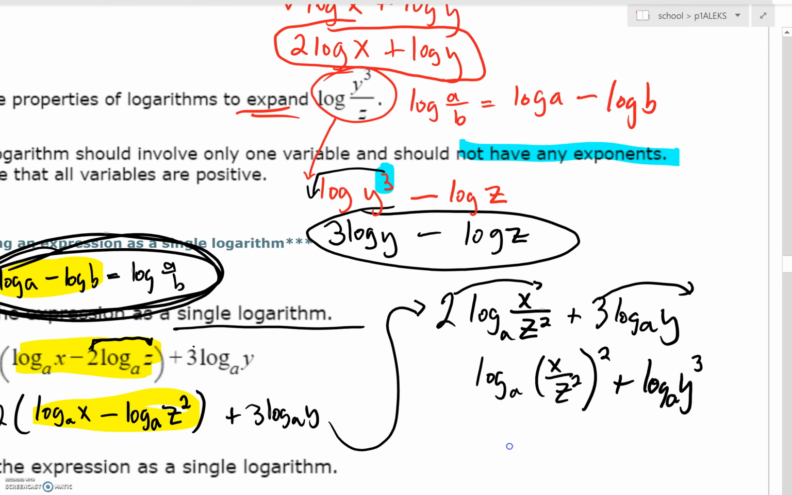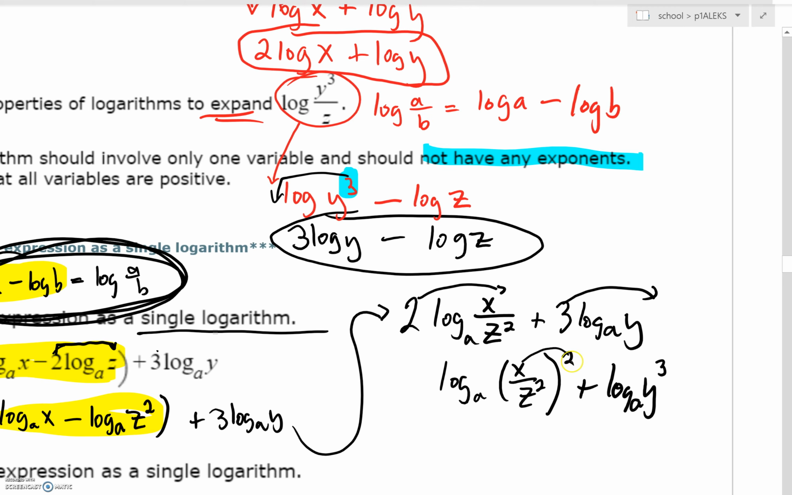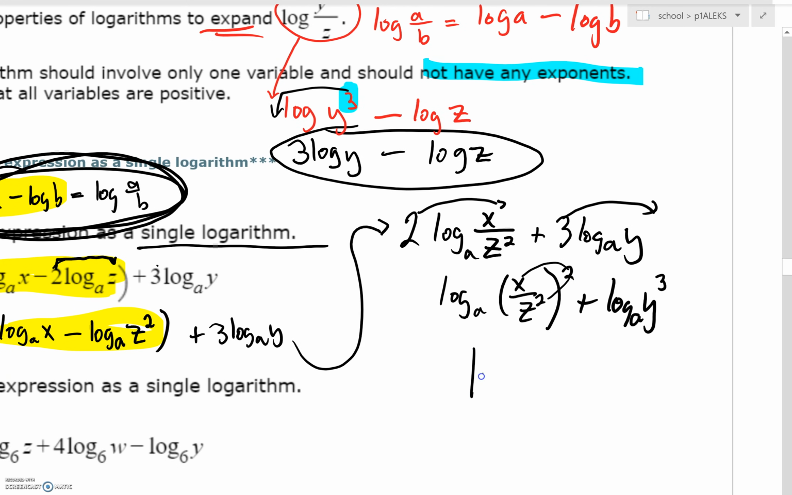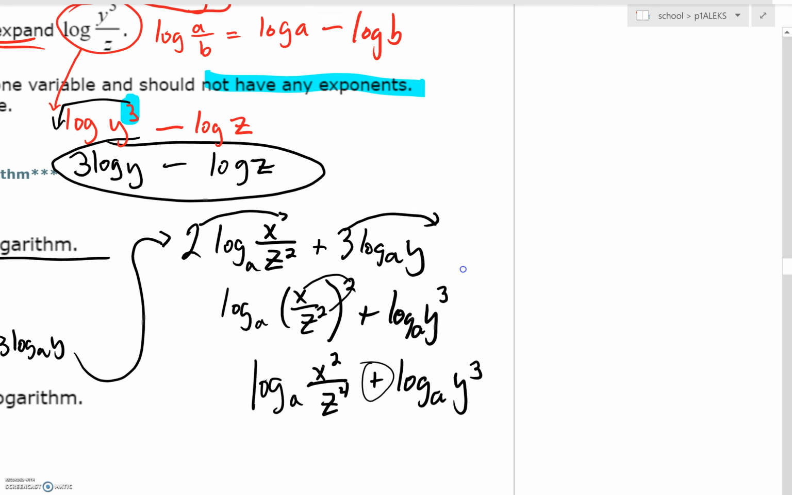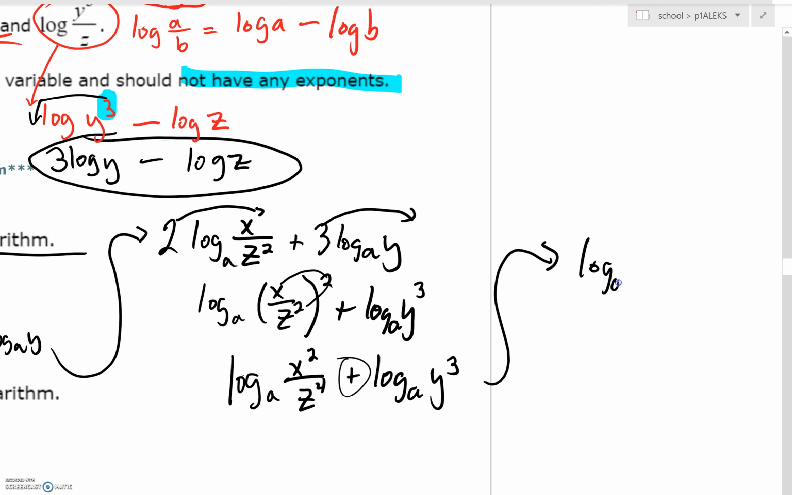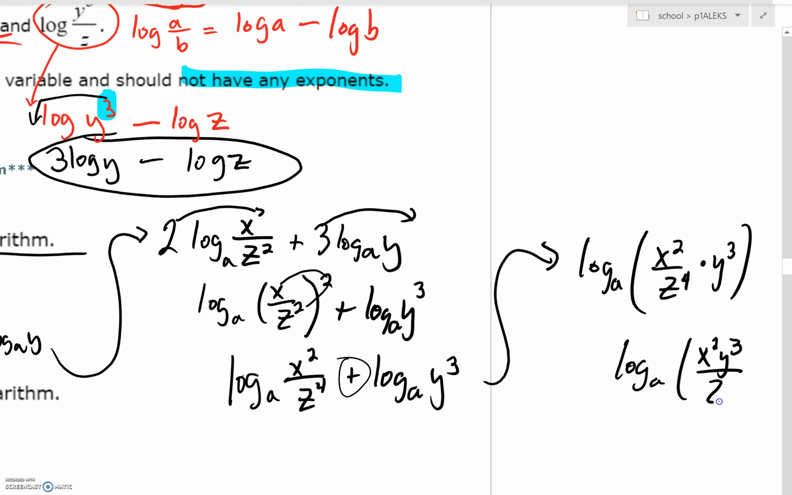So I'm going to do that over here too. This 3 comes up high. And then what? Powers to powers, we multiply. I hope you remember doing that way earlier in the year. This becomes x squared all over z to the 4th. And then finally, whenever you add 2 logs, you might remember this is where we condense but multiply their insides. So what does it become? It's x squared y to the 3rd all over z to the 4th, because really this is y to the 3rd all over 1. And that's going to be your final answer.